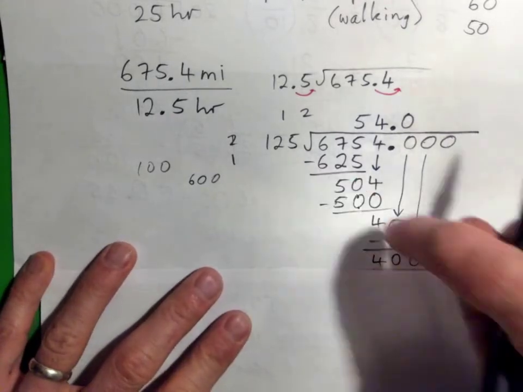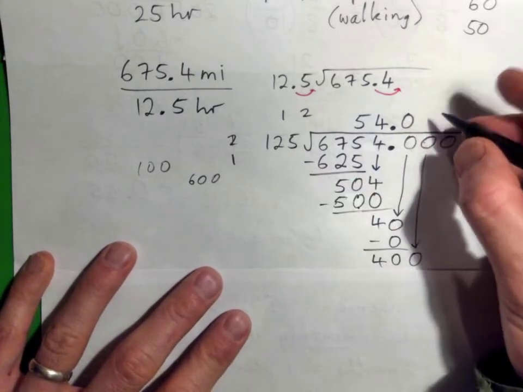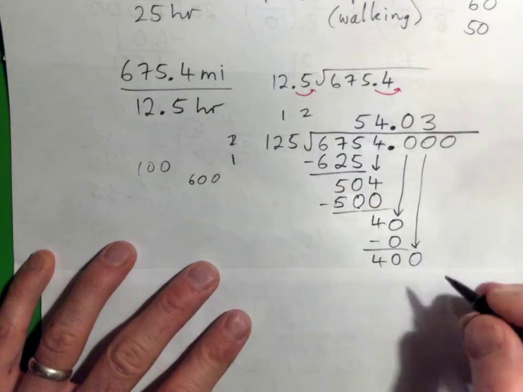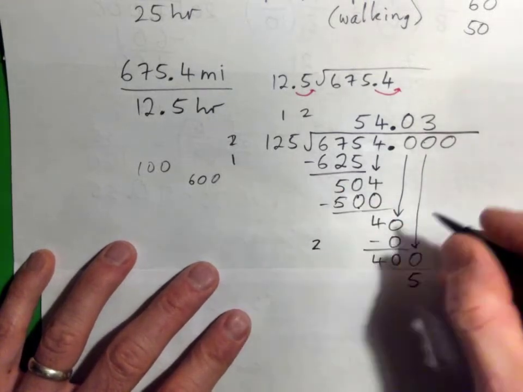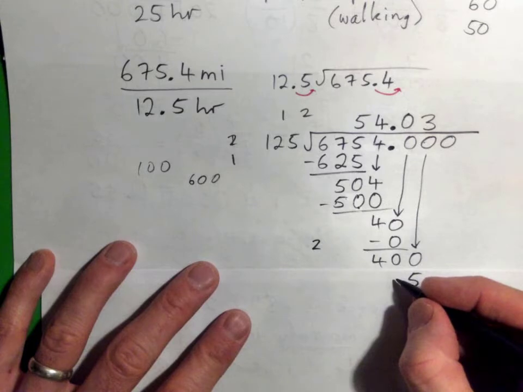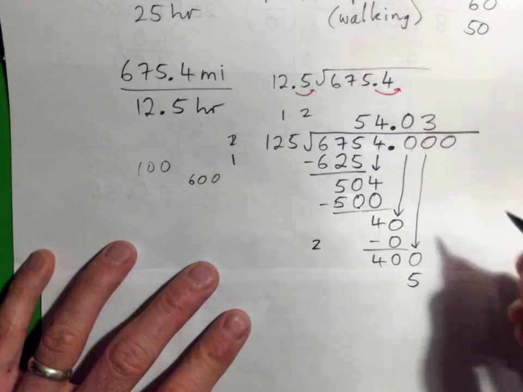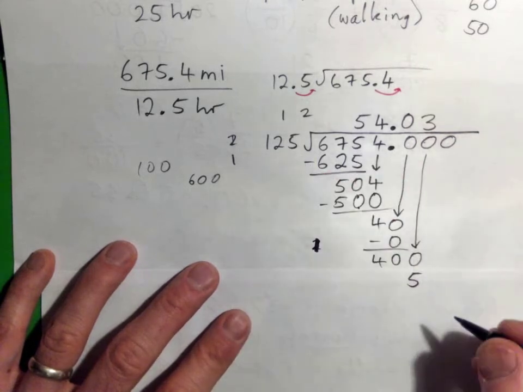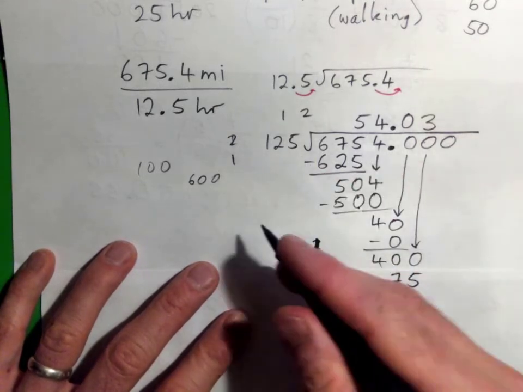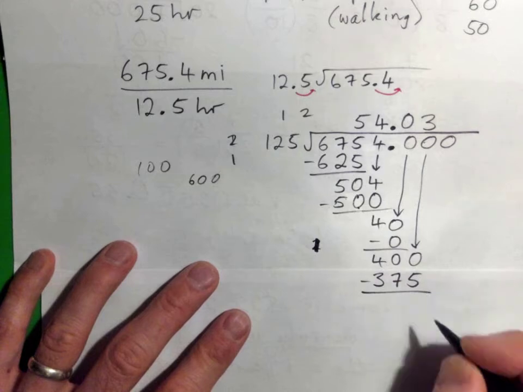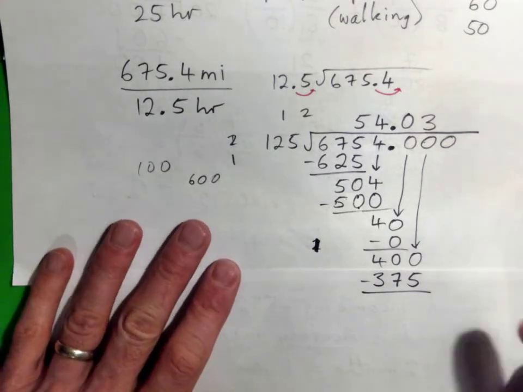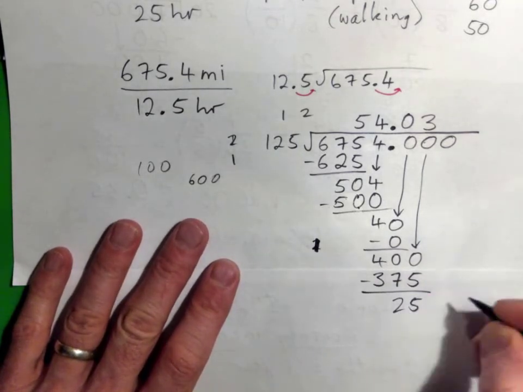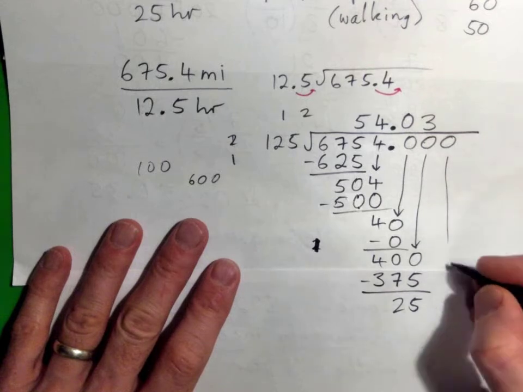So 125 into 400, we could guess 3 would be a good guess. 3 times 5 is 15, carry 1. 3 times 2 is 6 and 1 is 7. 3 times 1 is 3. And now subtract. Subtract and we get 25. Now bring this 0 down.